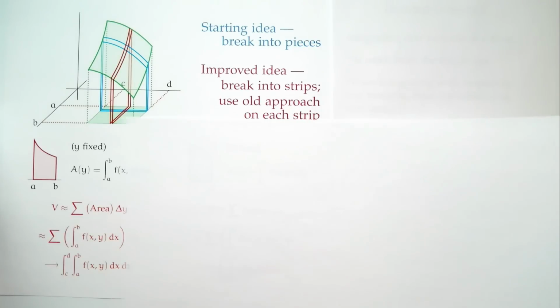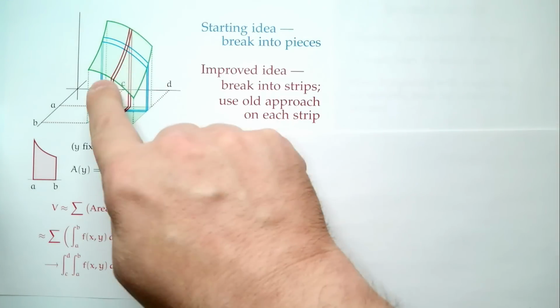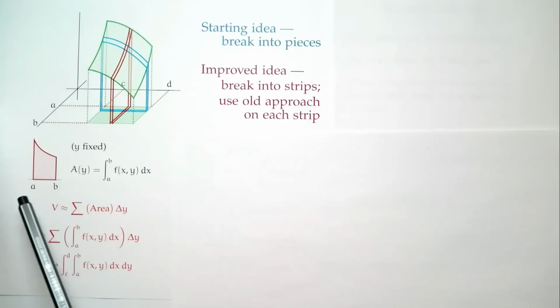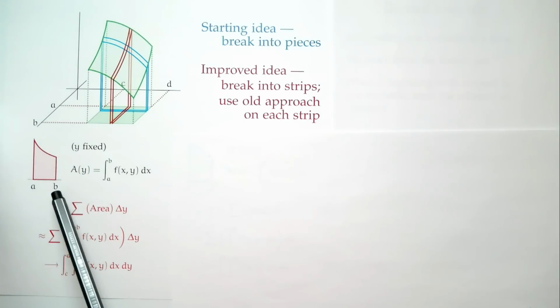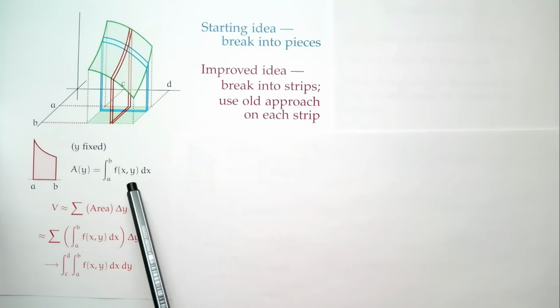So as an example here, if I hold the y value fixed, the red one here, then when I look at that cross-section, I get the shape that goes between x equals a and x equals b. So I'm going from a to b, and I can say the area of the cross-section is the integral from a to b of f of xy dx.